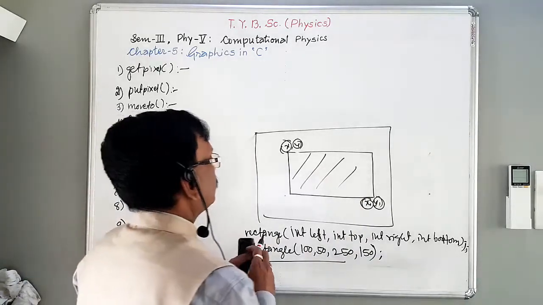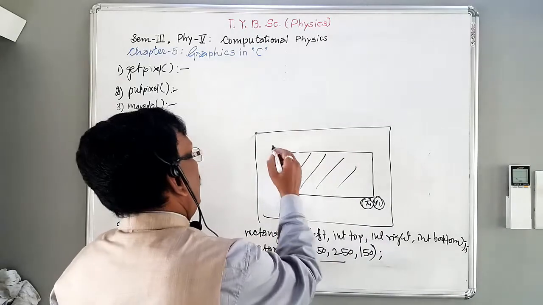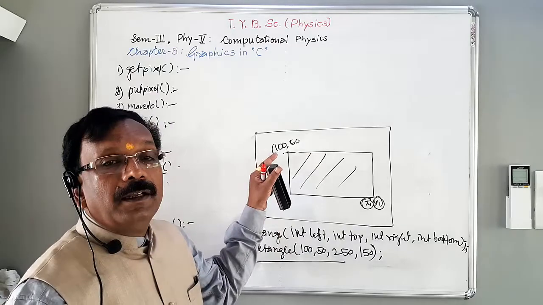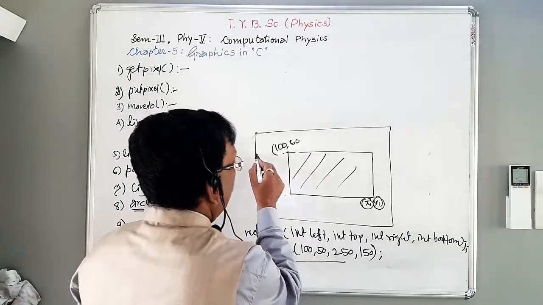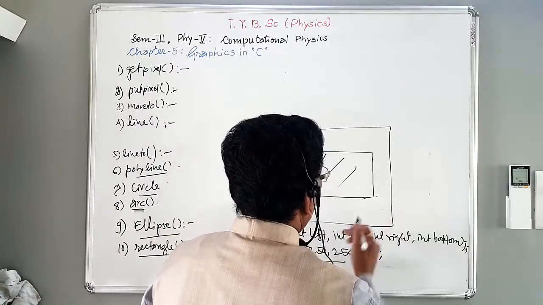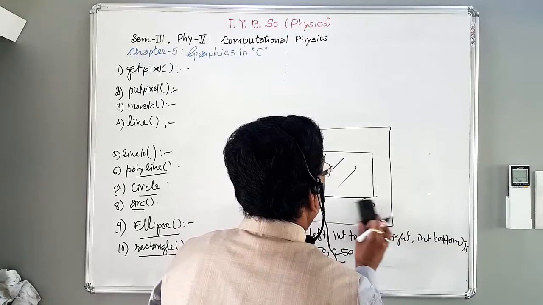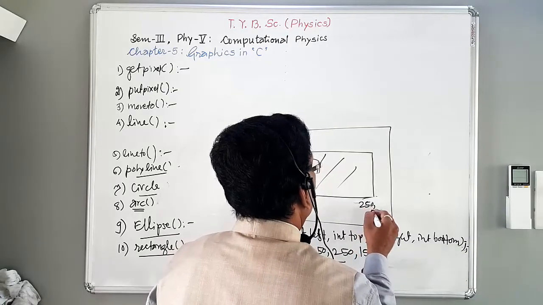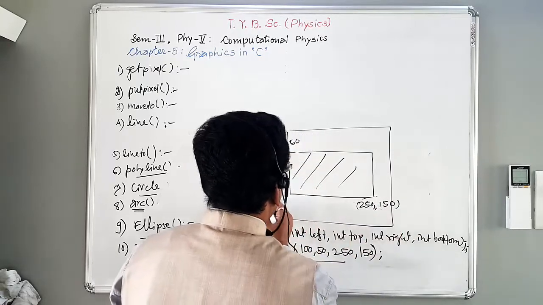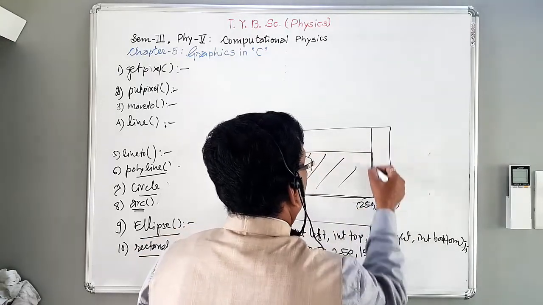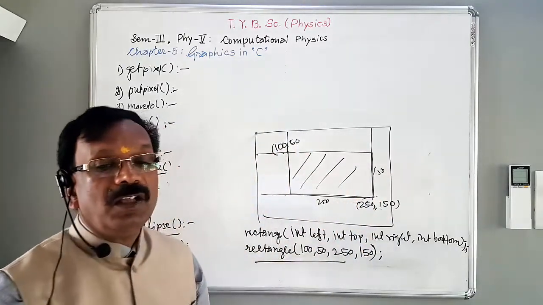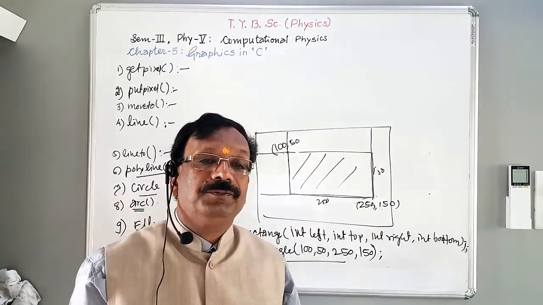Here 100 and 50 are the left and top point, that is x coordinate 100 and y coordinate 50, and at this point 250 and 150, that is 250 is the x coordinate and 150 is the y coordinate. This is 250 and this is 150. In this way, we can draw a rectangle on the computer screen.